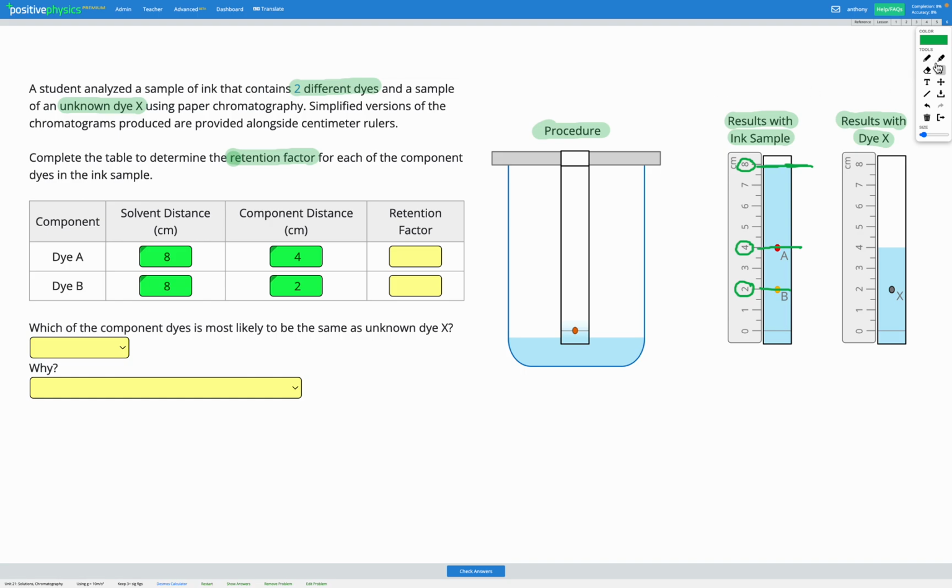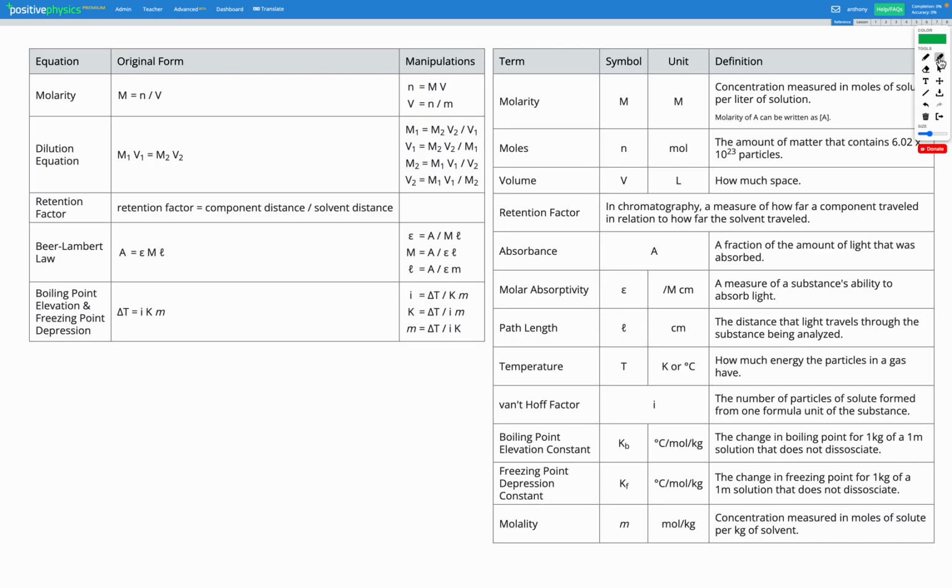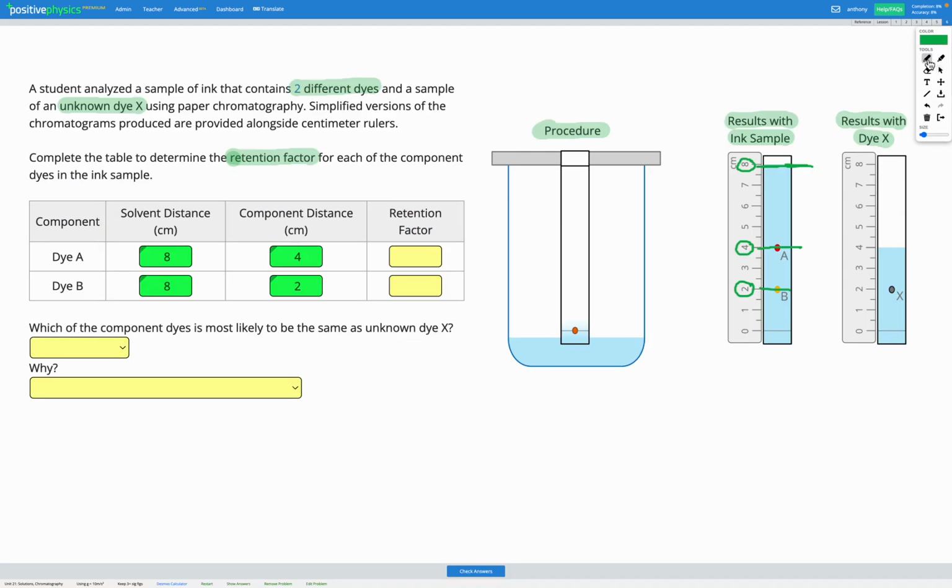Finally, to calculate the retention factor, we can go to our reference sheet to have a look at the equation. Here's retention factor. Retention factor is the component distance divided by the solvent distance. So for dye A, that's going to be 4 divided by 8, which gives us 0.5 for dye A. And for dye B, that's going to be 2 divided by 8, which gets us 0.25 for dye B.